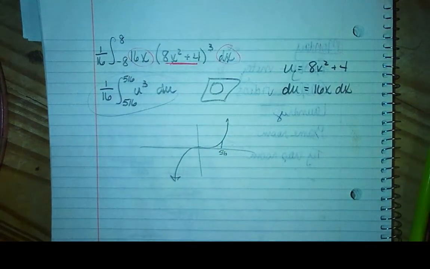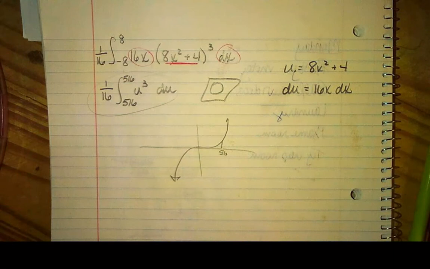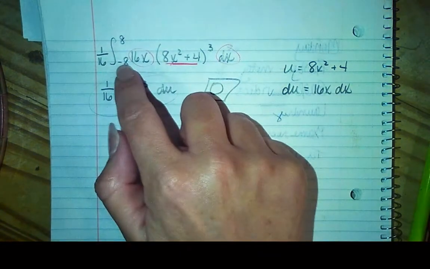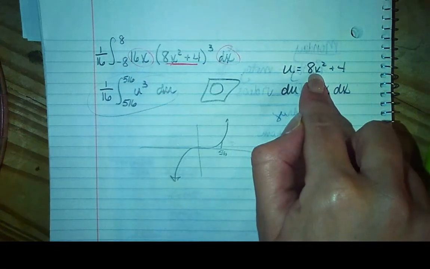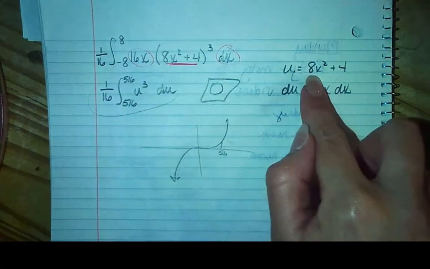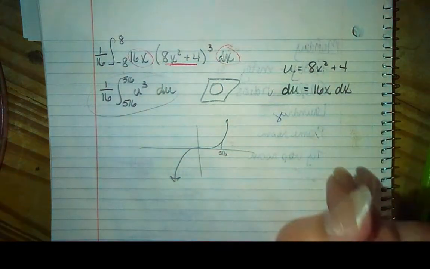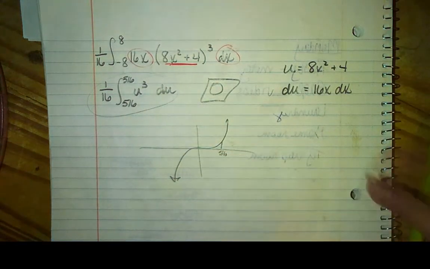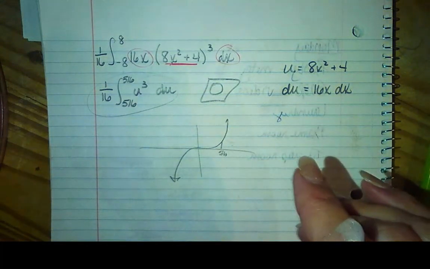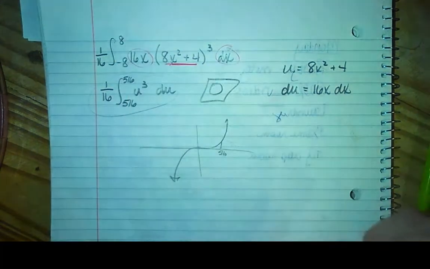And that is it. So again, if you leave it in terms of u, just make sure you change your limits of integration by substituting the upper limit into here, and then the lower limit into here. And then you can leave it in terms of u as long as you've got a definite integral. But you can always revert back and back substitute into x's and use your original limits of integration if you want to.